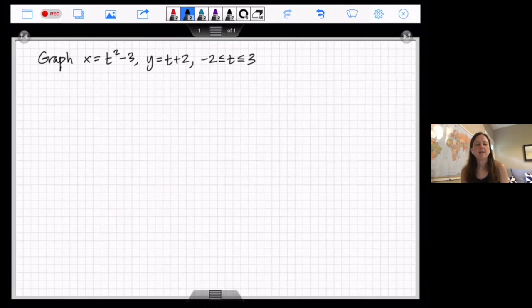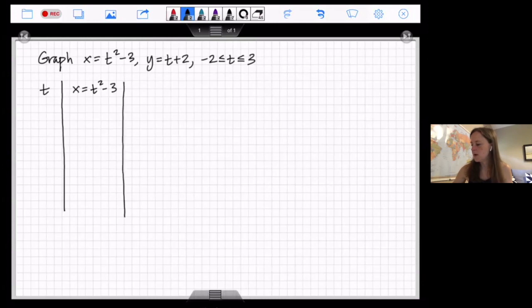So we're going to graph x equals t squared minus 3, y equals t plus 2 for t between -2 and +3. All right, so like I said, we're going to plot points. So instead of making an x and y chart, we're going to make a t, x, and y chart. So t, x, and I'll write the formula here so I can remember it a little easier, and y. All right, and they give us the values of t that they want us to use, which sometimes they do and sometimes they don't. All right, so I'm just going to hit all the integer spots for t between -2 and +3.